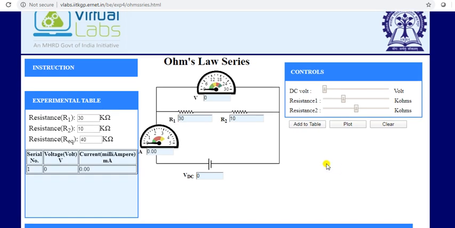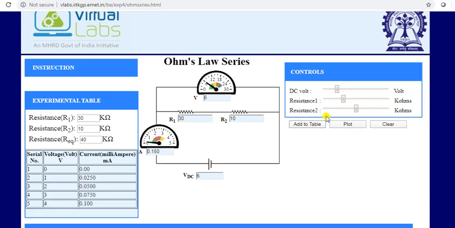Now change the value of VDC, set it to 1 volt, the value of current is 0.02. Add this value to the experimental table. For a smooth plot we have to take at least 8 to 10 values, so just change the value of DC volt and add all these values to the experimental table.